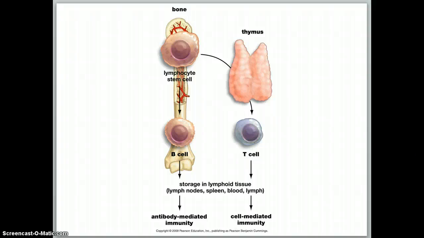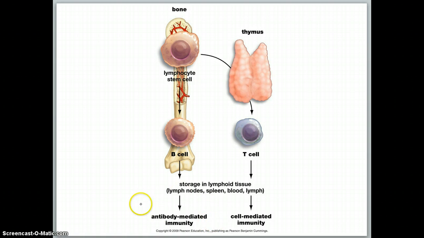So let's look at how these cells mature in your body. Immune cells are produced in the bone marrow. B cells are produced, all of them start as immature lymphocytes in the bone marrow. B cells will mature fully in the bone marrow, so B for bone marrow. T cells will move from the bone marrow to your thymus before they mature. So T cell, because they mature in the thymus.